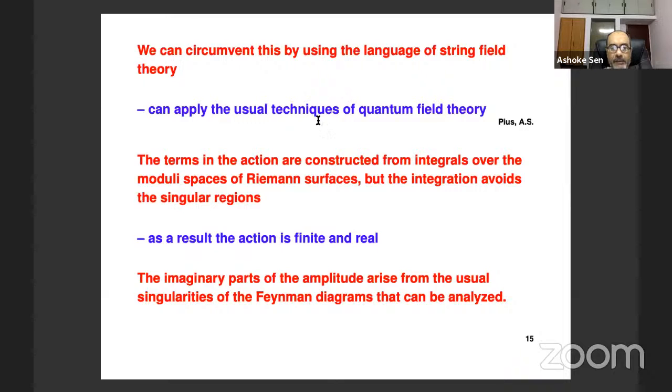But once you have used the language of quantum field theory, the imaginary parts, of course, come from the usual singularities of the Feynman diagrams. And this can be analyzed in the same way that you do in quantum field theories. But you have to work directly in momentum space. You cannot use, for example, the largest time equation that is normally used to give a neat proof of the cutting rules in quantum field theories.